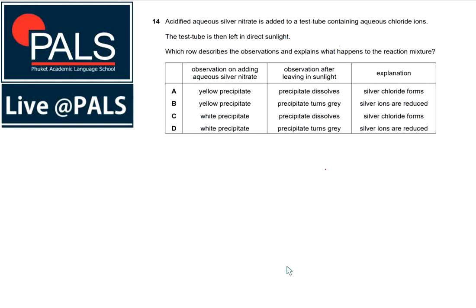Acidified aqueous silver nitrate is added to a test tube containing aqueous chloride ions. The test tube is then left in direct sunlight. Which row describes the observation and explains what happens to the reaction mixture? Upon adding aqueous silver nitrate, there is a white precipitate, and after leaving it in the sunlight, the precipitate turns gray because the silver ions are reduced. So the correct answer for this one is letter B.